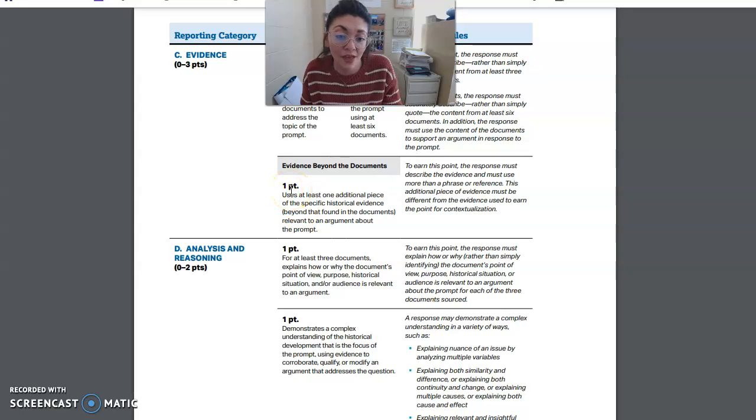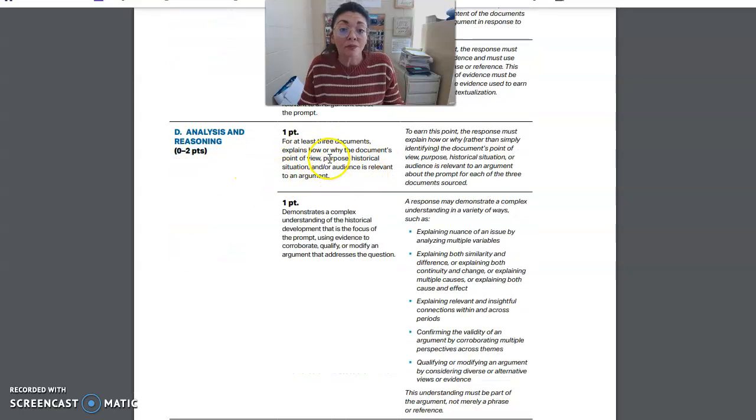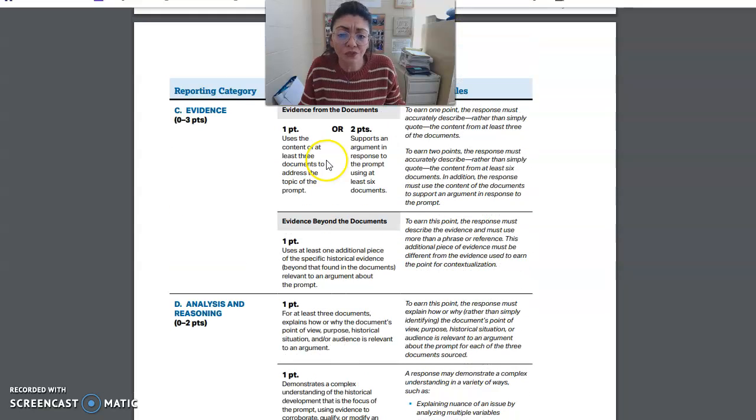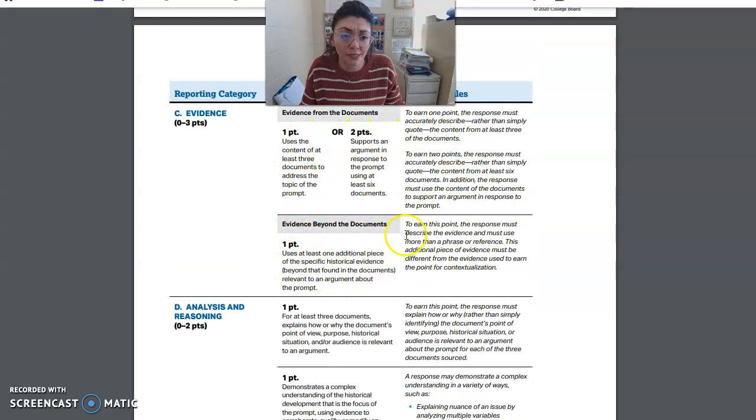So, one piece of evidence that is analyzed that's not in the documents, but you can't get this point for historical context. Your contextualization at the beginning has to be something separate. It has to be evidence beyond the documents. So you've got 3 total points here in evidence that can be acquired.